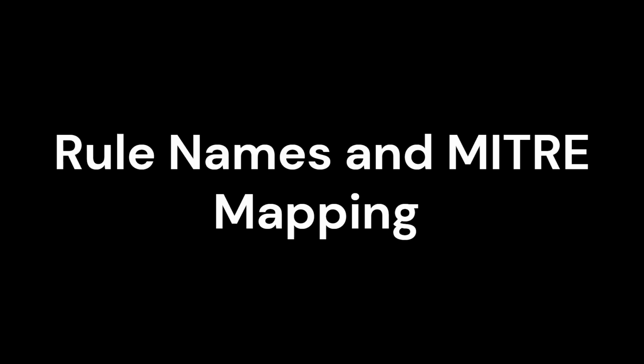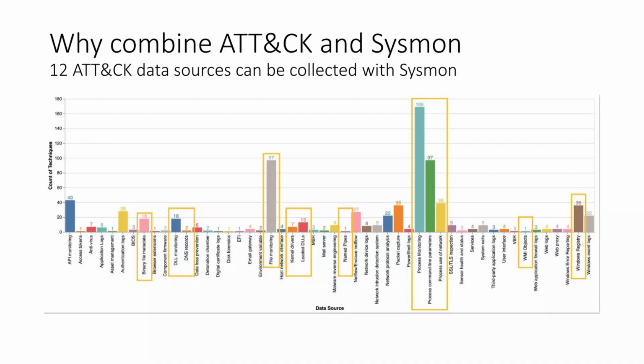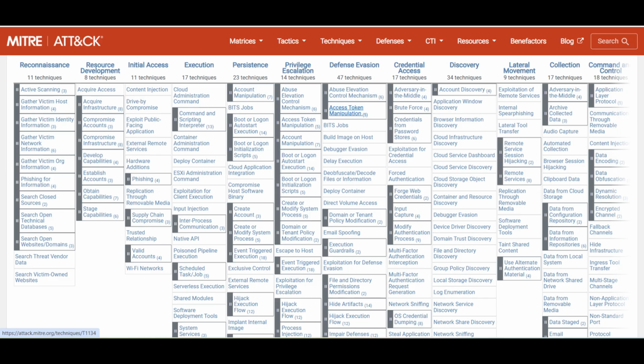Rule names and MITRE mapping. A powerful but often overlooked feature of Sysmon is the rule name field. Each configuration rule can be assigned a meaningful name or tag. When events reach a SIEM, analysts immediately see the detection context, such as a mapped MITRE ATT&CK technique. This significantly speeds up triage and improves investigation quality.